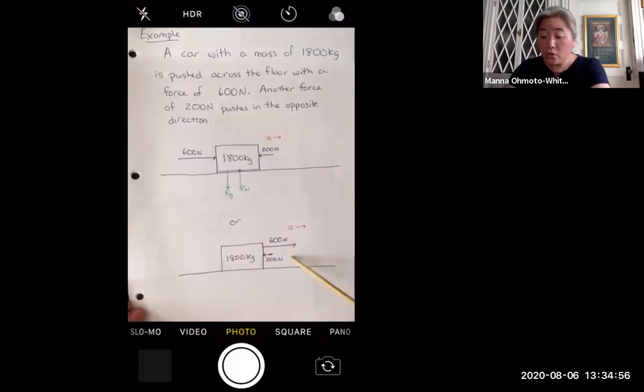I can also draw it this way. If it's easier for your brain to see which force wins out by stacking them on top of each other, by all means, do that. You don't have to say just because they're pushing, they have to be pointed toward the box. This one's pointing in one direction, this one's pointing in the opposite direction, and here I can clearly see, oh wow, this is much larger than this one. a is going to be going that way.